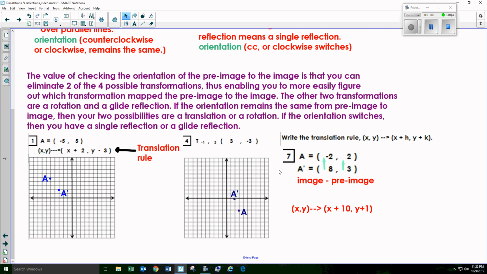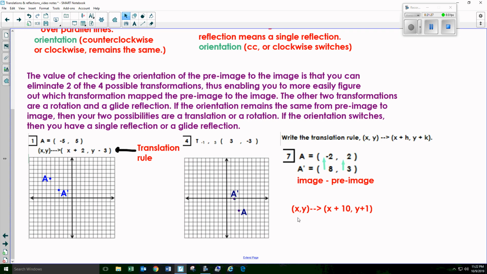All right, last example for this one. Write the translation rule, and I show you the format for it, just like we see right here. And they give you the 2 points, the pre-image point and the image point. That's all they give you. They don't give it from the drawing. The easiest way to do that is to subtract, like it says here, image minus pre-image. So 8 minus negative 2 is plus 10. And 3 minus 2 is plus 1.